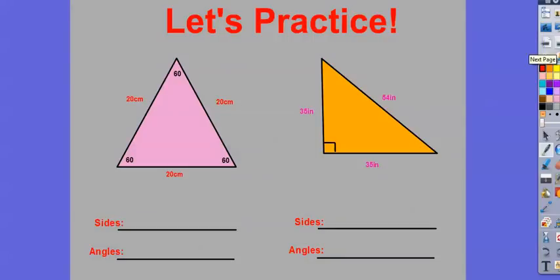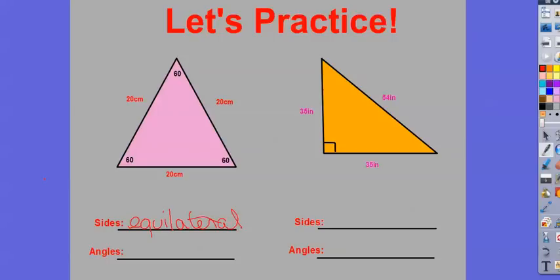Just a couple more. Looking at this, now instead of doing dashes to show you, I'm looking at measurements. So I'm looking here and I say, okay, 20 centimeters, 20 centimeters, and 20 centimeters. Well, since all three of them are 20 centimeters, they're all equal. So this is an equilateral triangle.